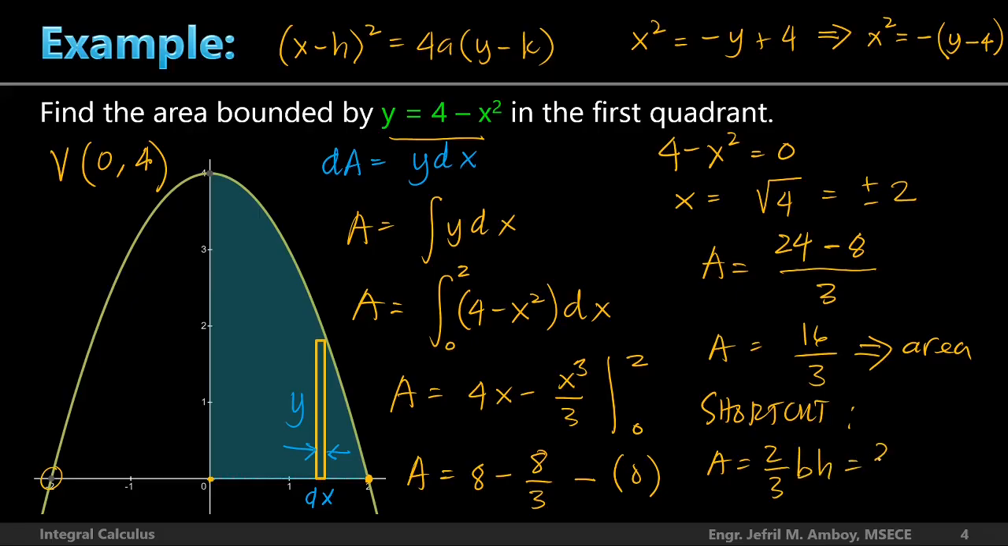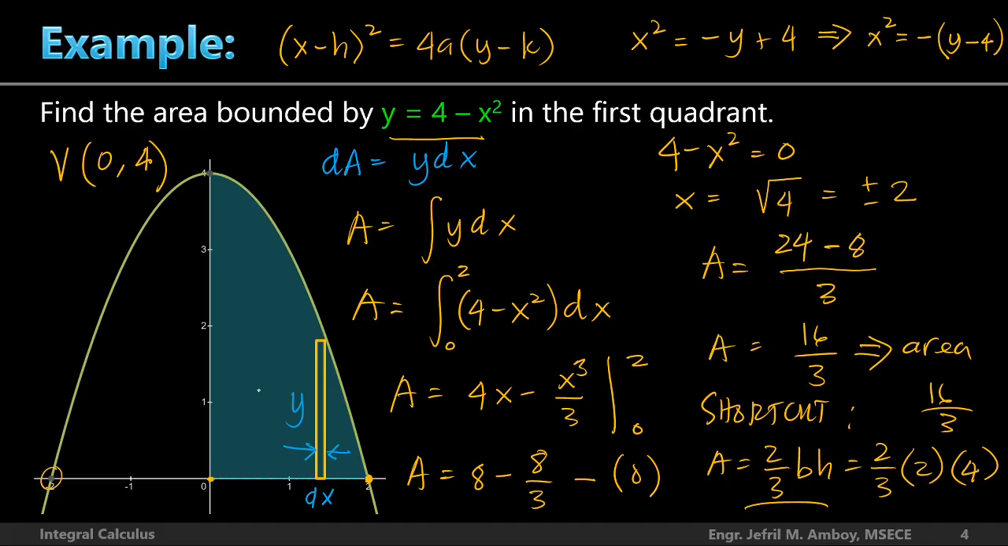If we'll get the same answer, that's 2/3 times the base. So the base is the length from here to there. So that's 2. And the height is from 0 to there. So that's 4. So that's 2 times 2, which is 4 times 4, which is 16. So the answer is the same. It's also 16/3. So the next time you encounter a problem that requires you to find the area of a parabolic segment, you already know the shortcut formula. O, diba? Madali lang. 2/3 BH.